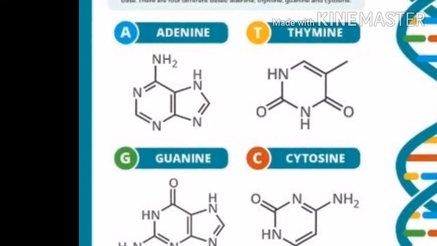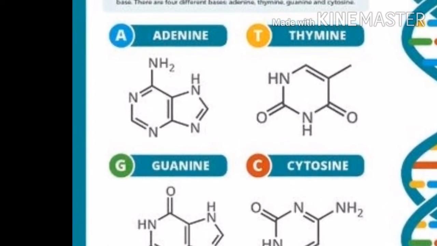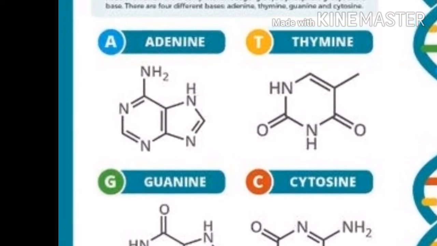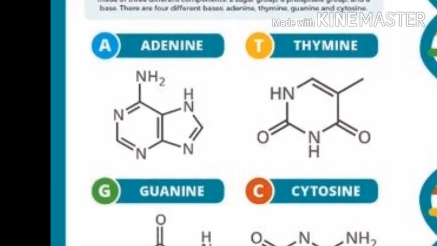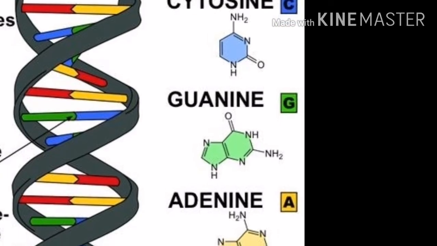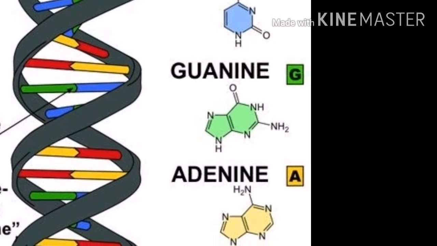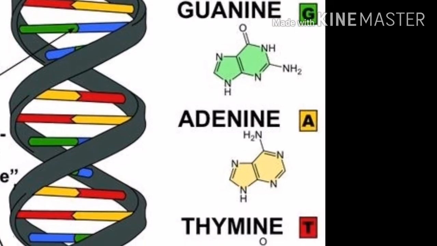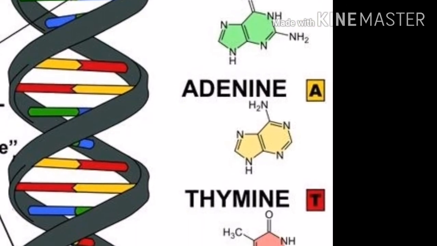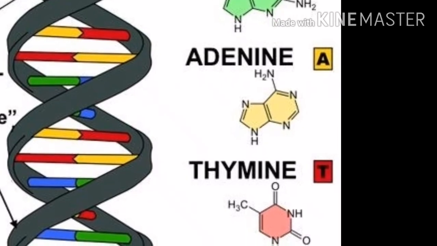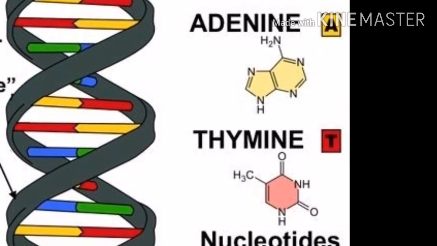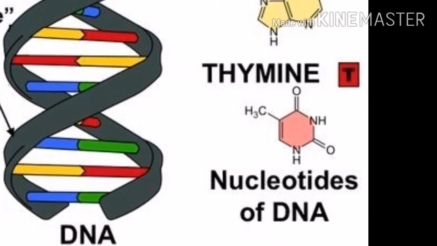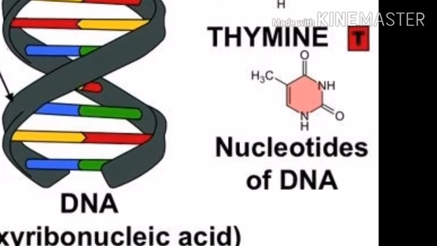If it is attached to 1 phosphate, it is called adenosine monophosphate, guanosine monophosphate, cytidine monophosphate or thymidine monophosphate. If it is attached with 2 phosphate groups, then it is called adenosine diphosphate, guanosine diphosphate, cytidine diphosphate and thymidine diphosphate. When it is attached with 3 phosphate groups, it is called adenosine triphosphate, guanosine triphosphate, cytidine triphosphate and thymidine triphosphate.